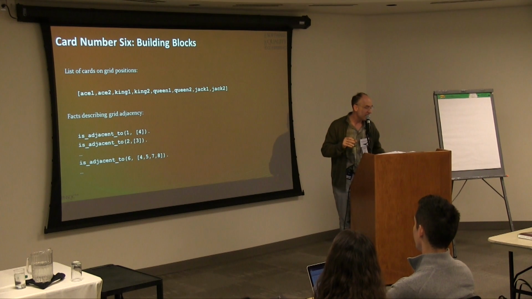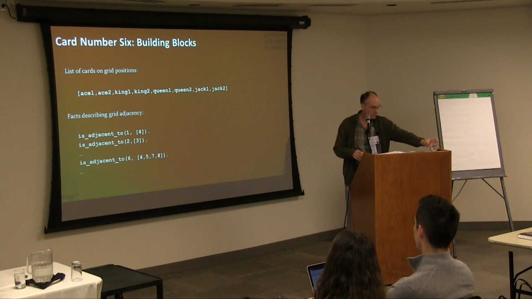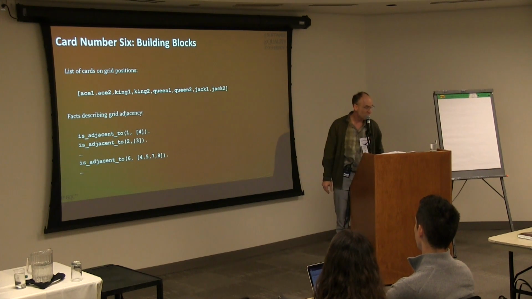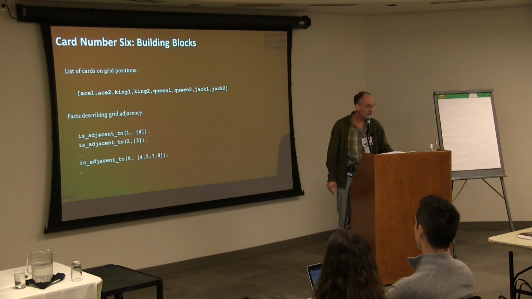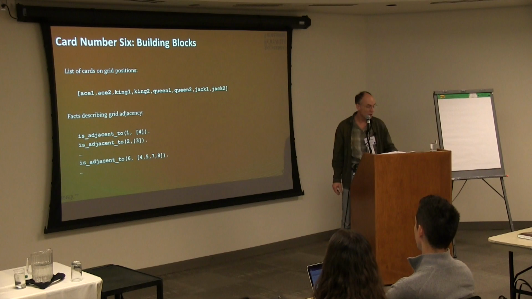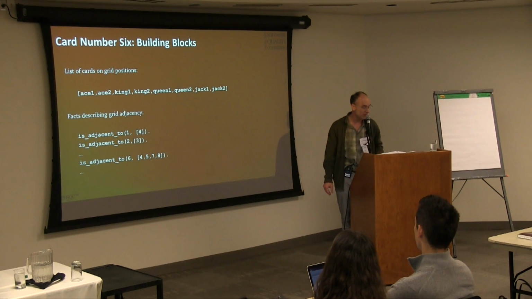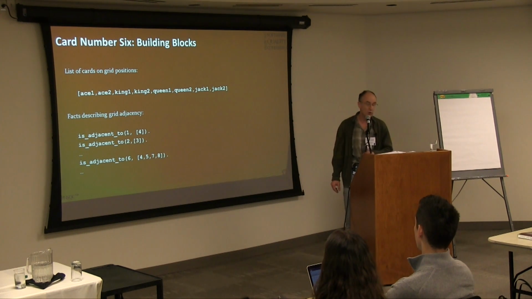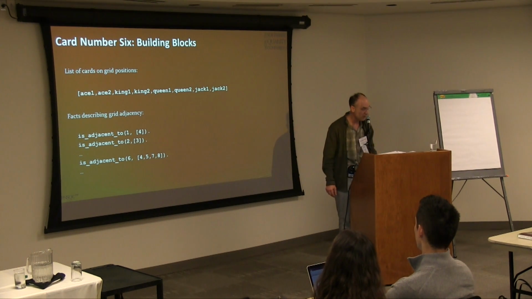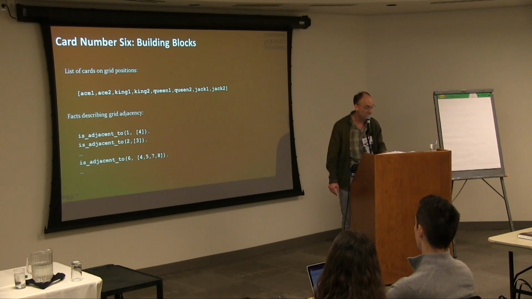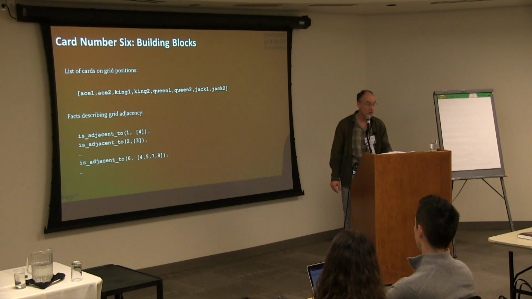First of all, the primary data structure here is a list of cards on the grid positions. What this connotes is we have both of our aces. Ace 1 is on the first position on the grid. Ace 2 is on the second position. The king is on the third, etc. King 1 being the king of spades. King 2, the ace of hearts. So there's our 8 cards across in our grid. Very simple data structure. So there's a Prolog list in action.